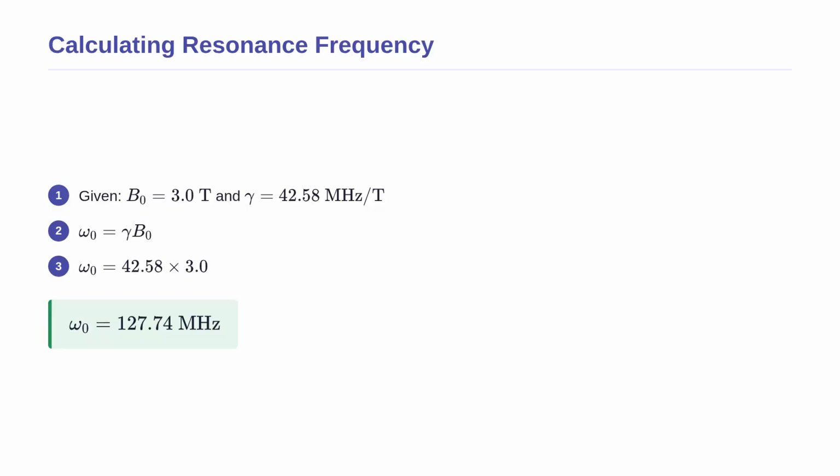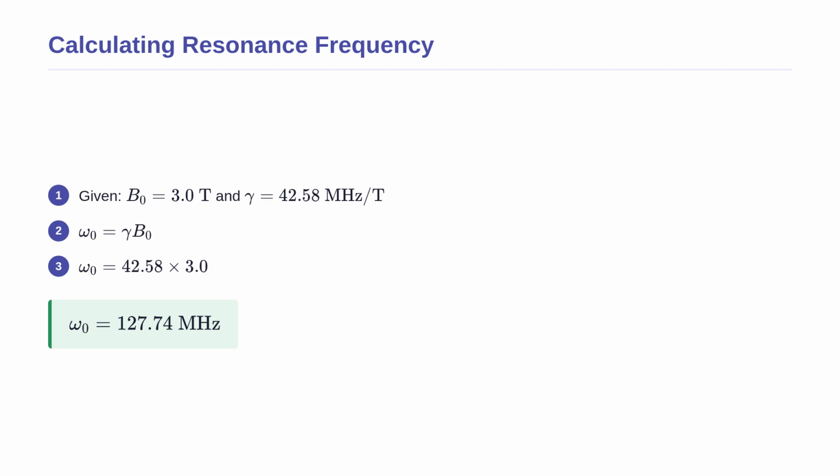Let us apply the Larmor equation to a real clinical scenario. A hospital installs a new MRI machine with a main magnetic field strength of 3.0 Tesla. We know the gyromagnetic ratio for hydrogen is 42.58 megahertz per Tesla. We are asked to find the specific radio frequency the machine must emit to resonate with these protons.